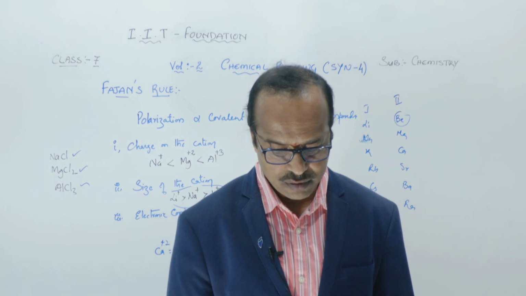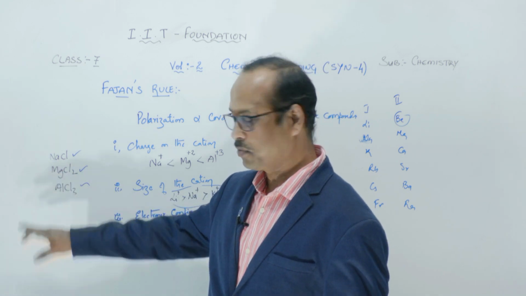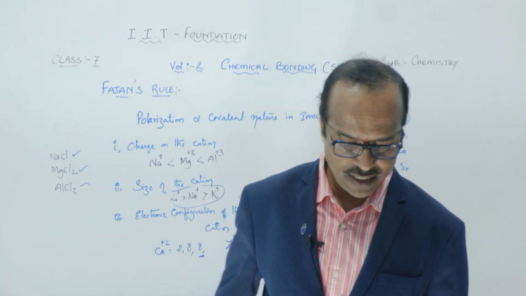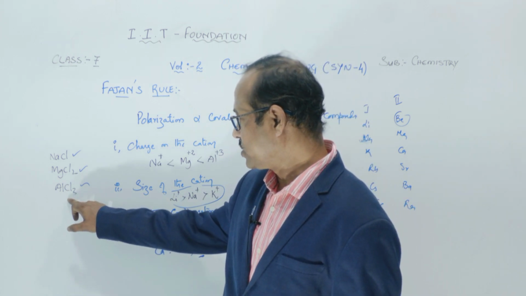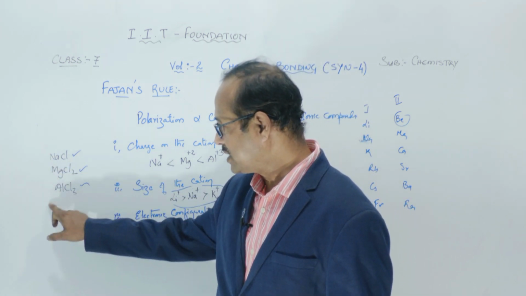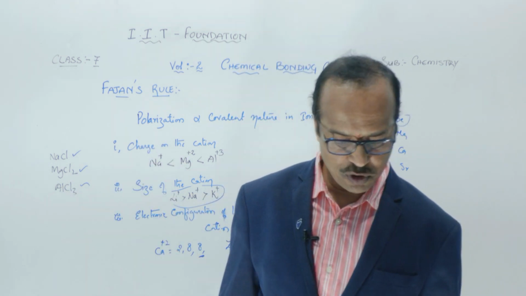No, least covalent nature is potassium chloride. Least covalent is potassium chloride, because as you move down, the covalent nature is increasing. The more covalent one is aluminum chloride. They are asking for the least, so that is potassium chloride.